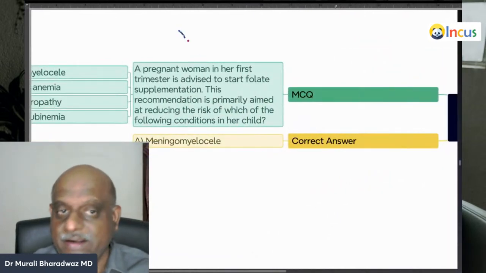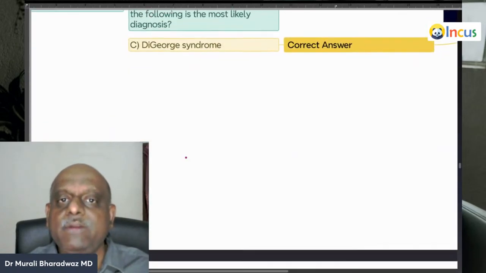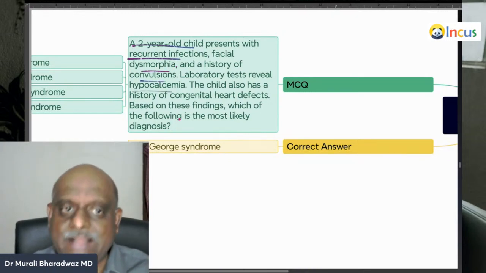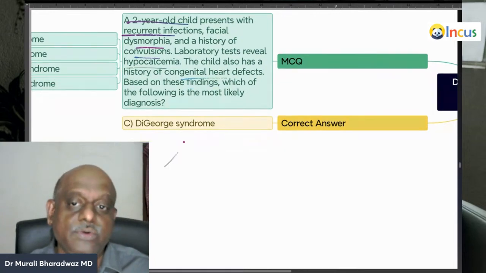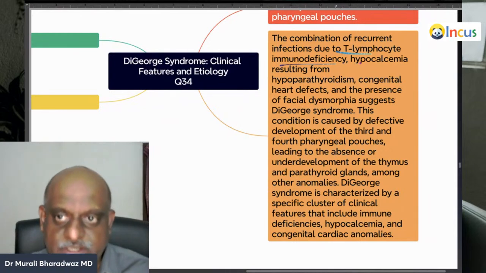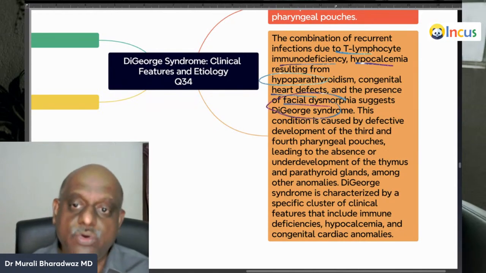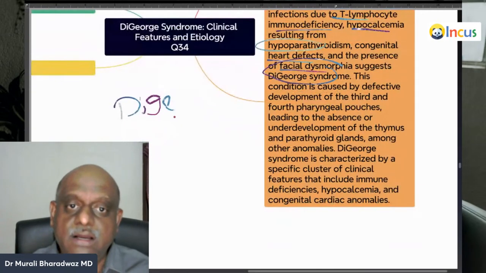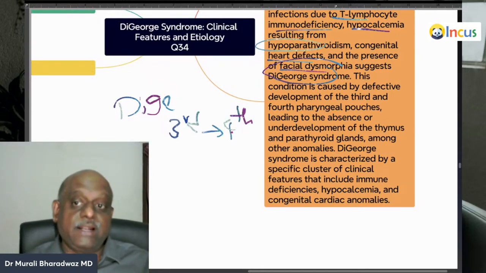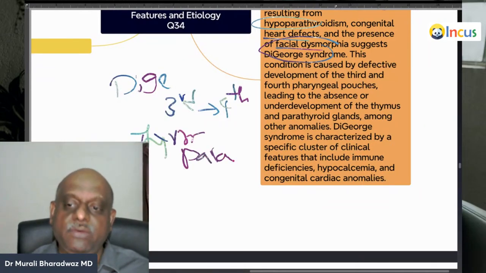A pregnant woman in her first trimester is advised to start folate. It will decrease neural tube defects. Easy question. A 2-year-old child with recurrent infection, facial dysmorphia, convulsions, hypocalcemia, congenital heart defects. So DiGeorge syndrome. So there is a T lymphocyte immunodeficiency, hypocalcemia due to hypoparathyroidism, congenital heart defects, facial dysmorphia. That is all suggestive of DiGeorge. Third and fourth pharyngeal pouches are defective. That leads to underdevelopment of the thymus and underdevelopment of the parathyroids, is what you need to remember.